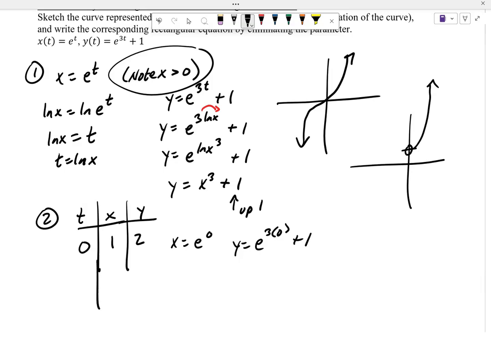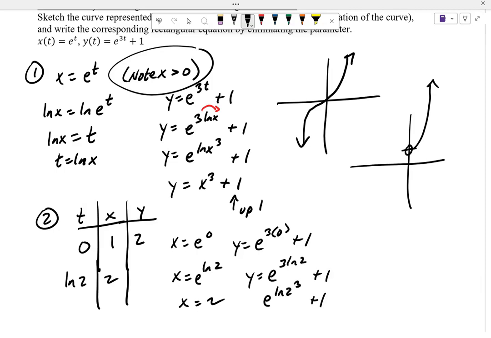Then I'm going to be strategic here and throw in like the natural log of 2. That'd be a good one. Because e to the t, e to the ln of 2 is just 2. And then y equals e to the 3 ln of 2 plus 1. That's e to the ln of 2 cubed plus 1. That's 2 cubed plus 1. That's 9.